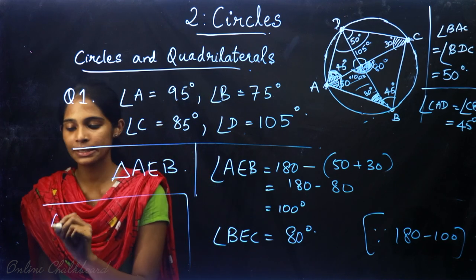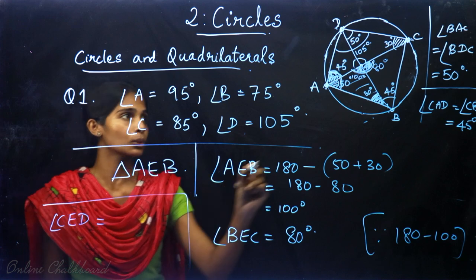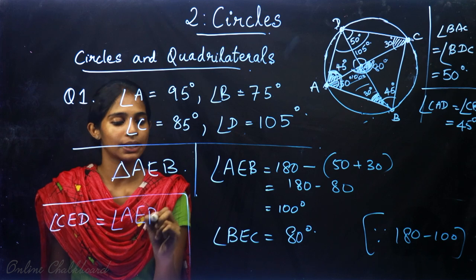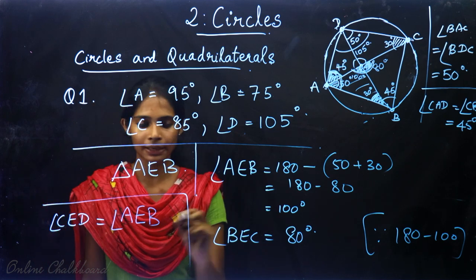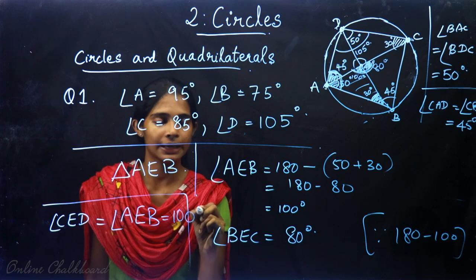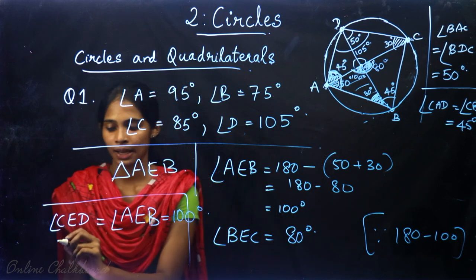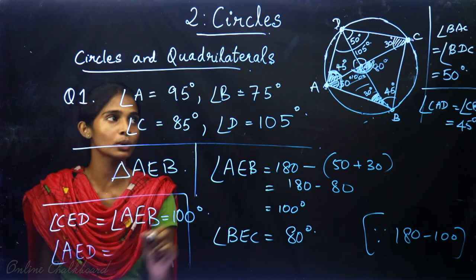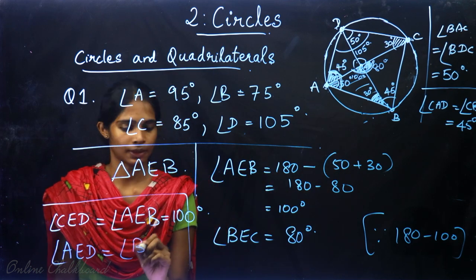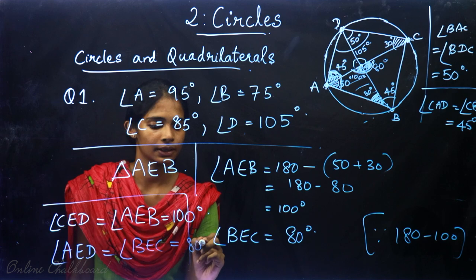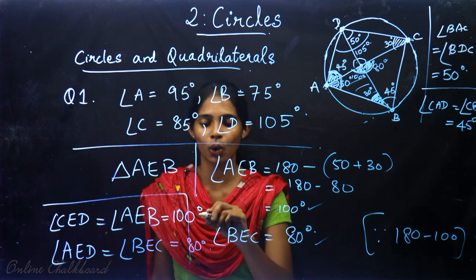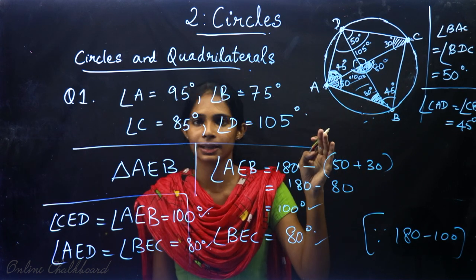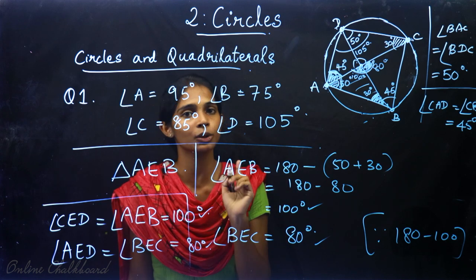Angle. So next we can see that angle CED will be equal to angle AEC. Sorry, AEB. Because they are vertically opposite angles. Appo angle inde value ethra varum? 100 degree. Adhe pole thanne the other last angle. Angle AED will be equal to angle BEC and that will be 80 degree. Okay, so in this way we get all the four angles around the diagonals. Now, namakku quadrilateral la 4 angles kitti, diagonal la 4 angles kitti. So in this way we have completed question number 1.